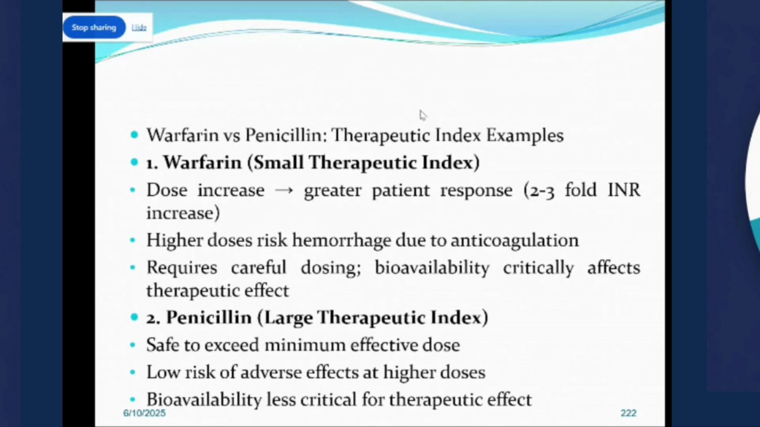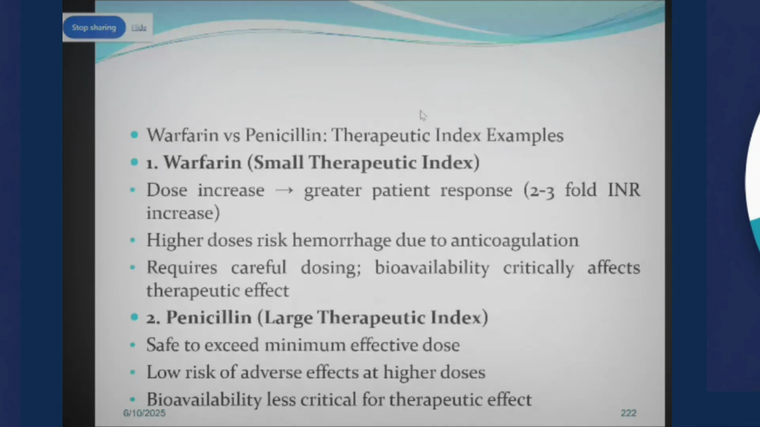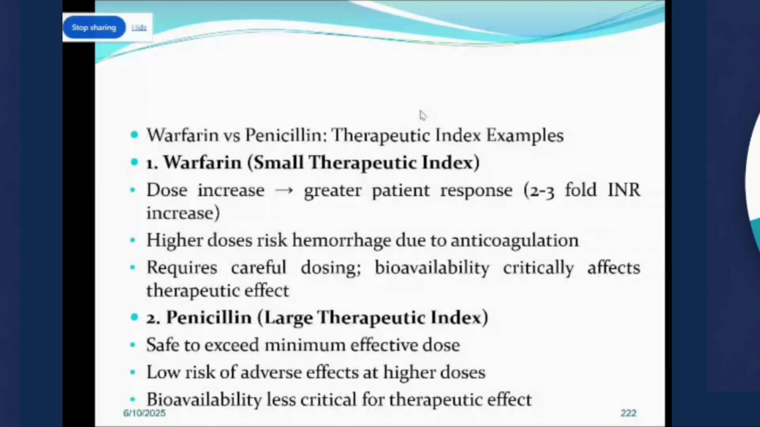Number 2, penicillin. So before you proceed, INR is international normalized ratio. So you're going to look for it. Okay. So now you can read. Penicillin, safe to exceed minimum effective dose, low risk of adverse effects at higher doses. Bioavailability less critical for therapeutic effect.